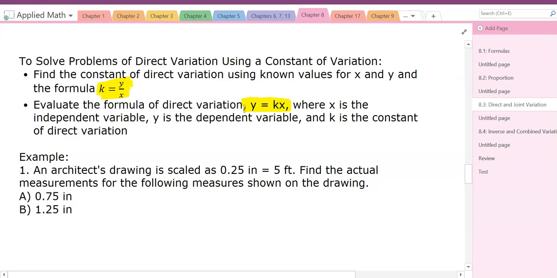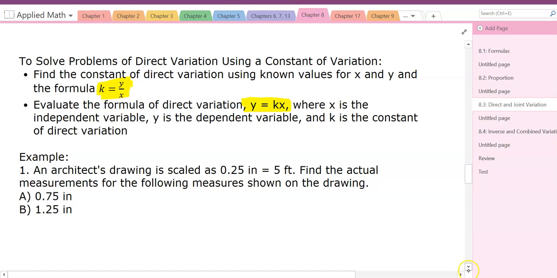These are for direct variation, where y and x do the same thing. They both increase or they both decrease. And k, remember, is your constant, or it's a fancy way of talking about slope. Okay? So what we're going to do is look at a couple examples here, and we'll start by finding the constant of variation and then using it to solve problems.